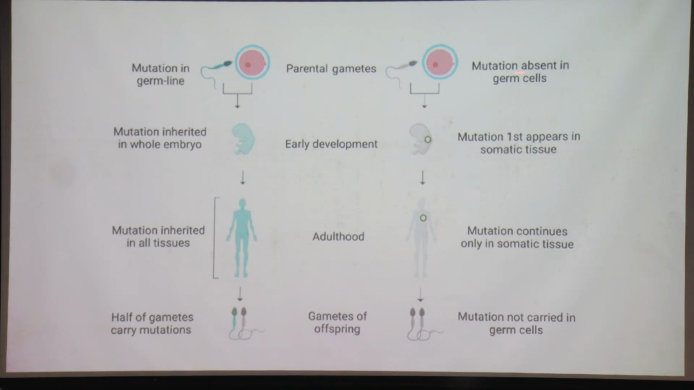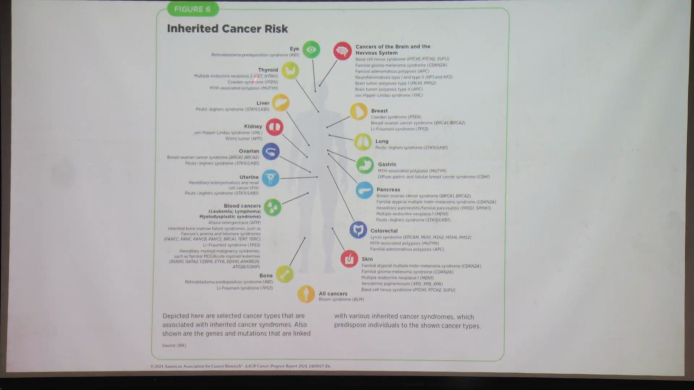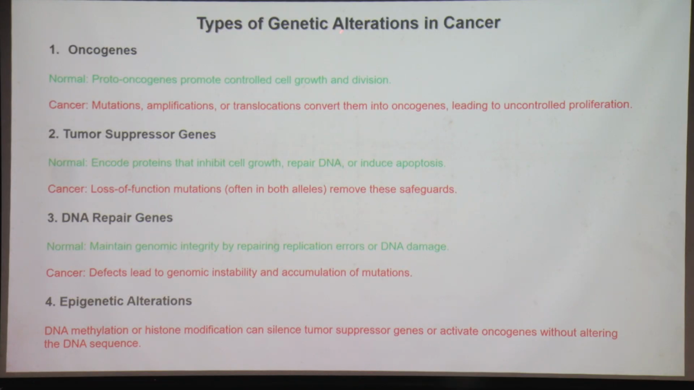But if the mutation is not present in the germ cell and it appears later in life, even at the embryonic stage in some other tissue, they are not going to be carriers of that disease. This is showing you all different kinds of inherited cancer risk. Bone cancer can also be inherited. Basically every single cancer that is known has some genetic component. Some percentage of cancers can arise from genetic alterations.